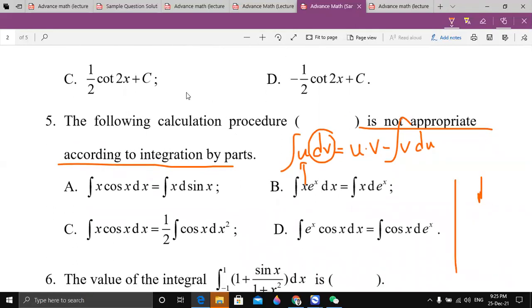Here we know the order. I just remember this way: I love pet. I love my pet. So I means inverse trig function, love means log function, p means power function, e means expo function, and t means trig function.